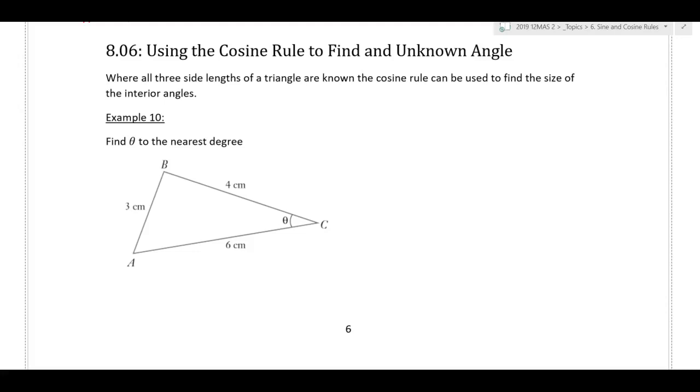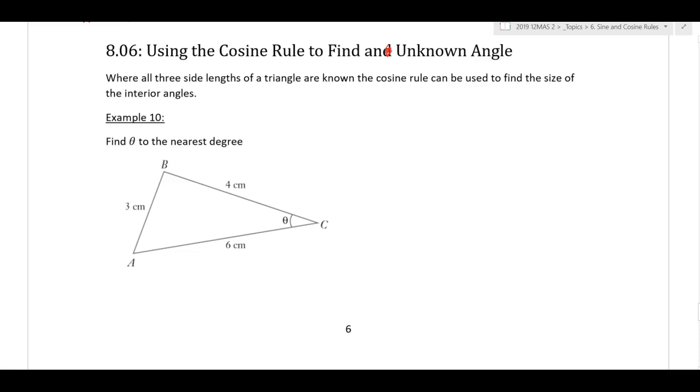We're using the cosine rule to find an unknown angle. You can see there's a little typo there. Oops. We used the cosine rule previously to find the third side of a triangle given the other two sides and the included angle, the angle in between them. But what if I have all three sides and I want to find an angle? Well, we use this formula in a slightly different arrangement.